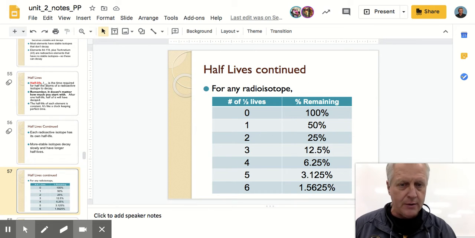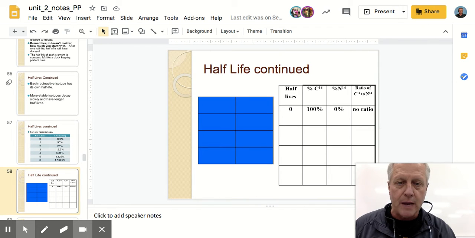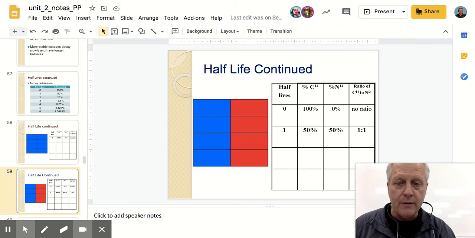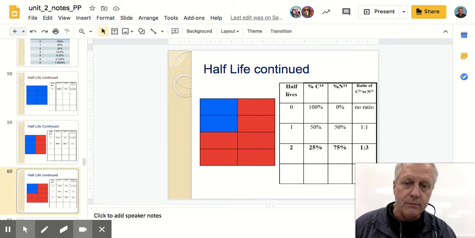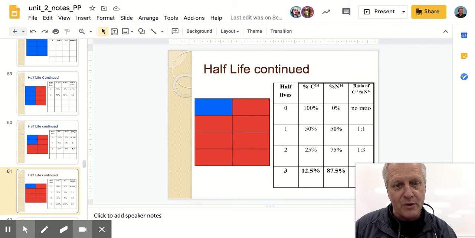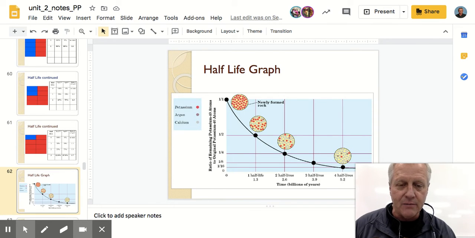Here's a slide that shows simply that we have an original 100%, and then after one half-life, only 50% of that isotope is left. Then after another half-life, 25% is left out of the whole, or 50% of 50% is 25%, and so on and so on. Here's an example of how that might look in color. We have 100% blue, now we have 50% blue, now 25% blue, now 12.5% blue. So that's what that means.